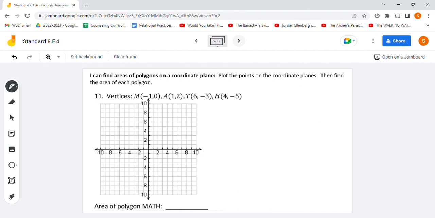On this next question, we have the same polygon that we had before. We can see our vertices at negative 1, 0, 1, 2, 6, negative 3, and 4, negative 5 down there. But this question asks us to calculate the area instead of the perimeter.